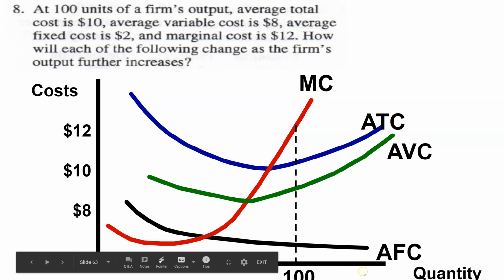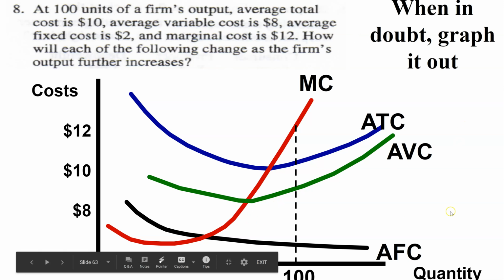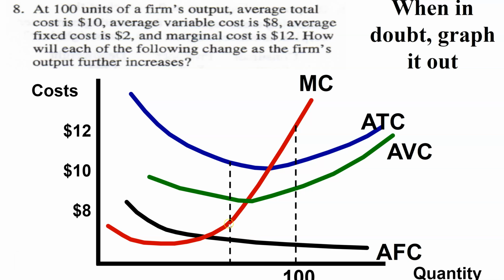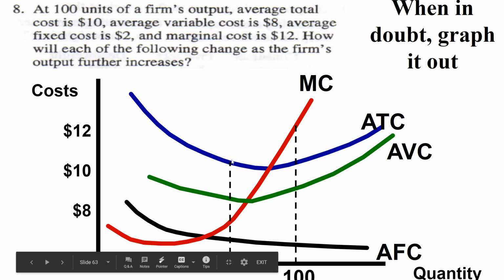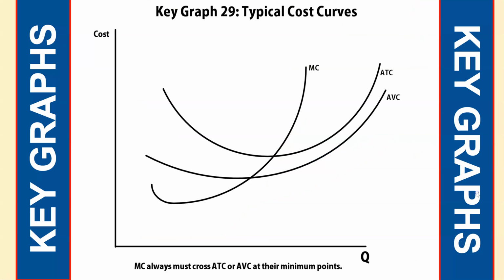Now, what would happen if we decrease the quantity? Well, that's a little different. We could look at these situations in a quantity that's smaller, and we could see that you may have a lower AVC, you may have a lower MC and ATC as a result of that. But again, when in doubt, you should graph it out because that really is helpful in terms of trying to address it. And this is the key graph 29, in terms of typical cost curves that we see here.